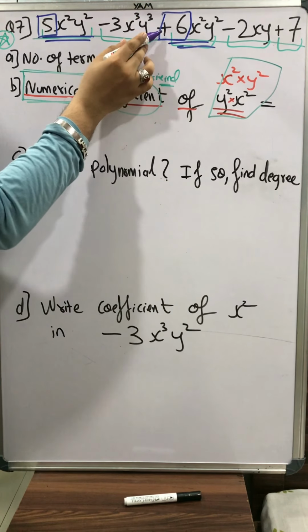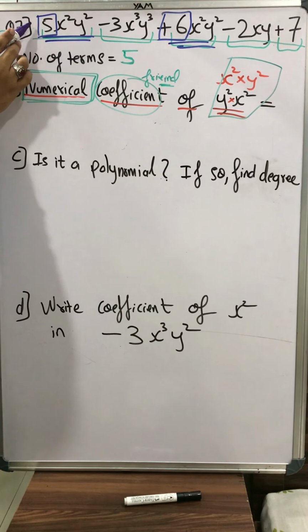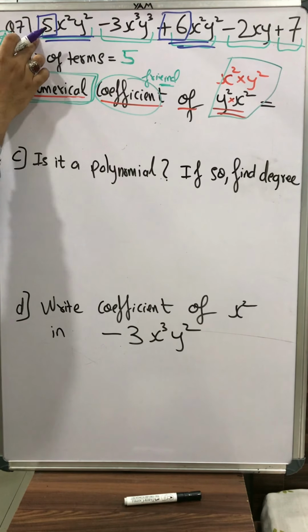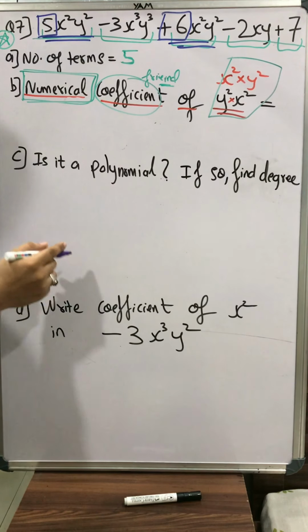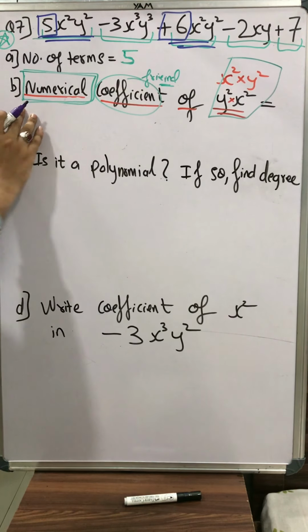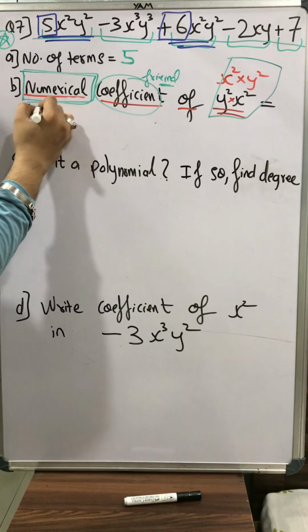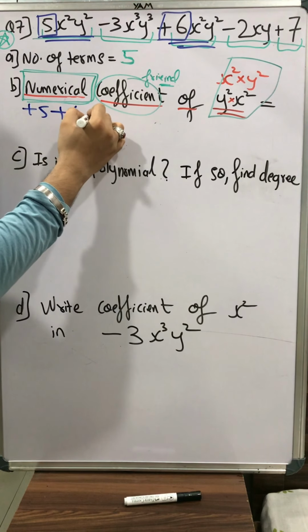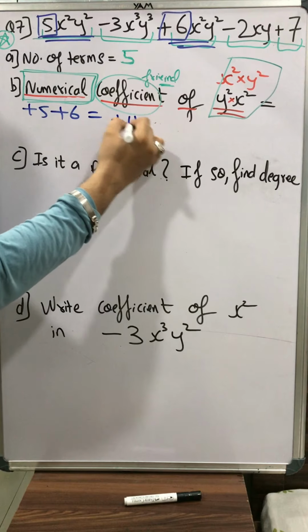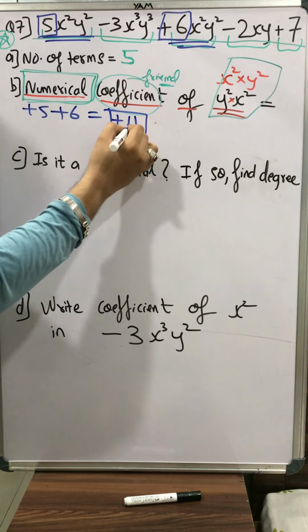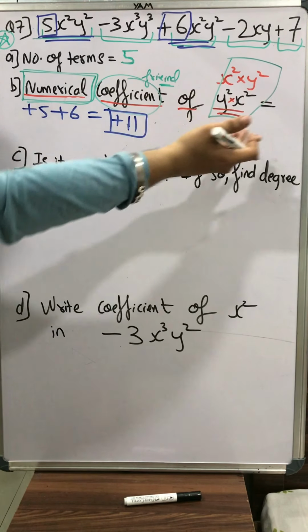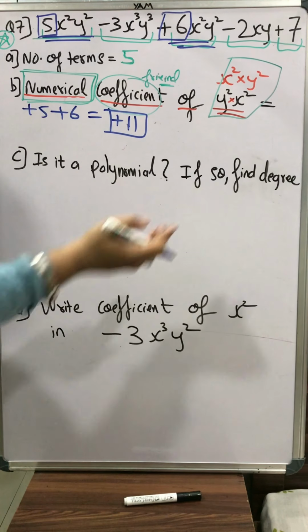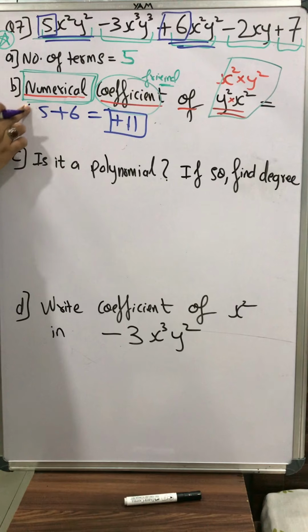Don't forget to take the sign, plus 6. Here also it's plus 5 because no sign is mentioned. We have two different terms with x square y square. So here we need to find the numerical coefficient. I'll write plus 5 and plus 6, which comes to plus 11. This is our answer, students. The numerical coefficient of the term x square y square or y square x square is 5 plus 6, which is plus 11. It's fine if you don't write this plus 5. The answer is plus 11.